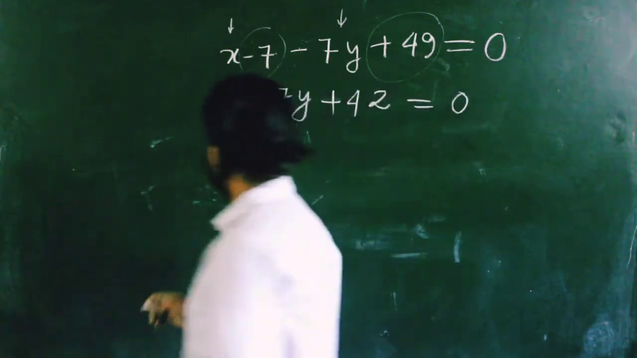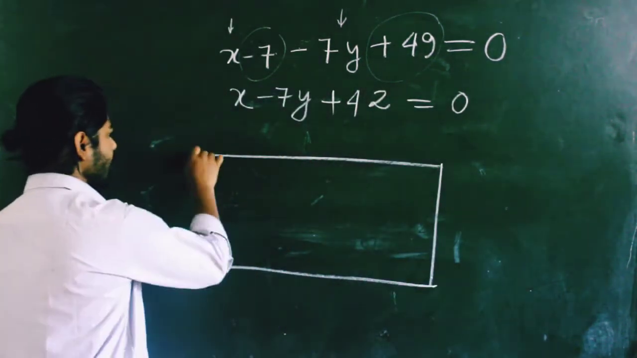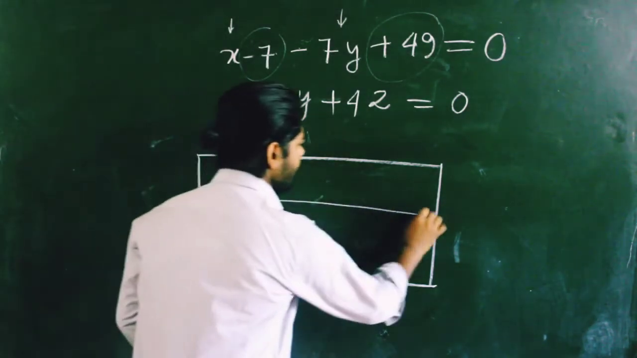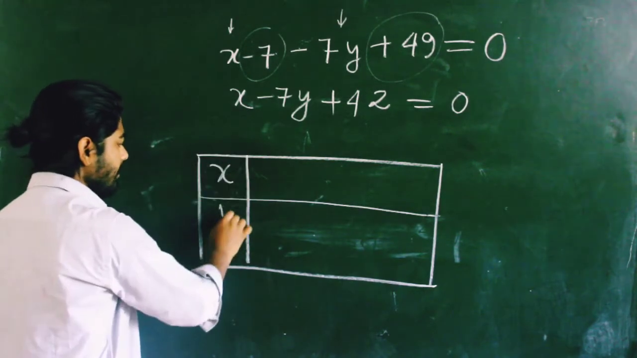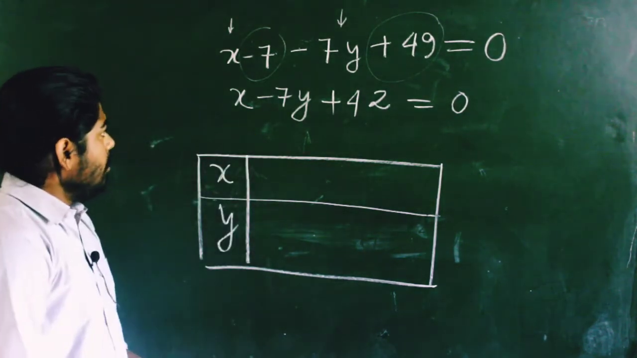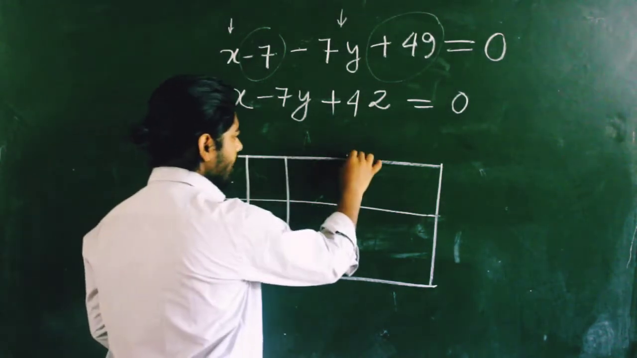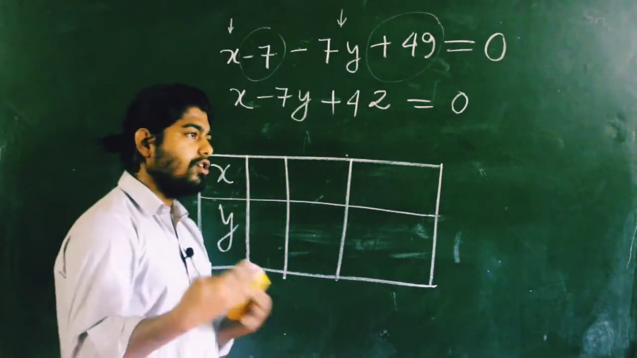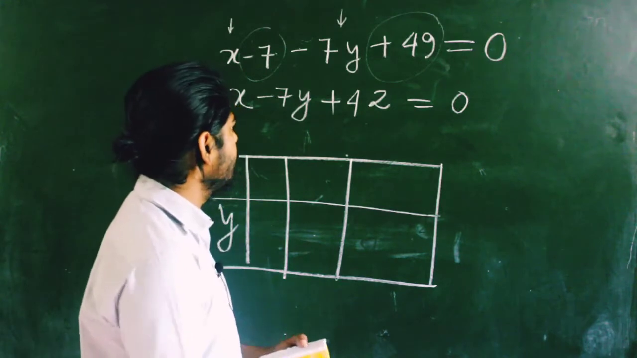So let's say, as we did the graphs earlier, we will do the same. You will put an x and a y. First you will assume any value for x and for y. It's totally up to you what you assume, but it should not be in a fraction form. That is going to make things more difficult.